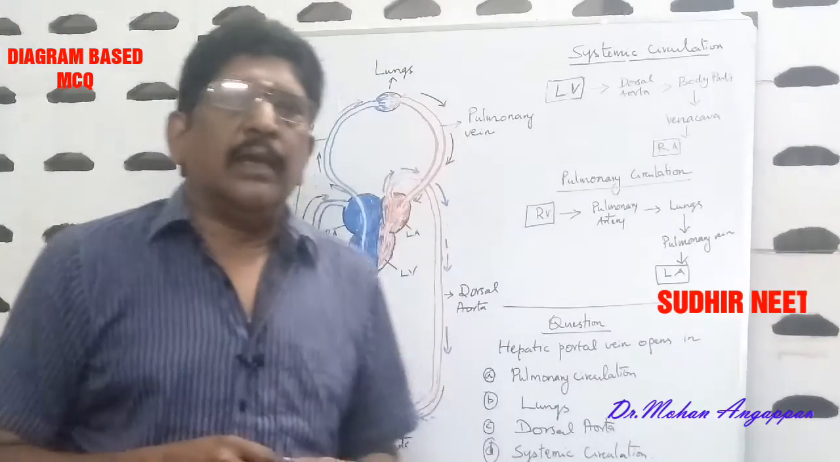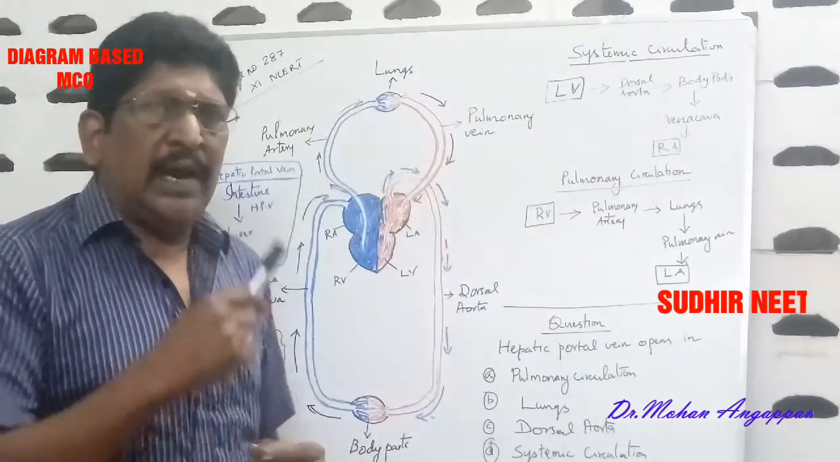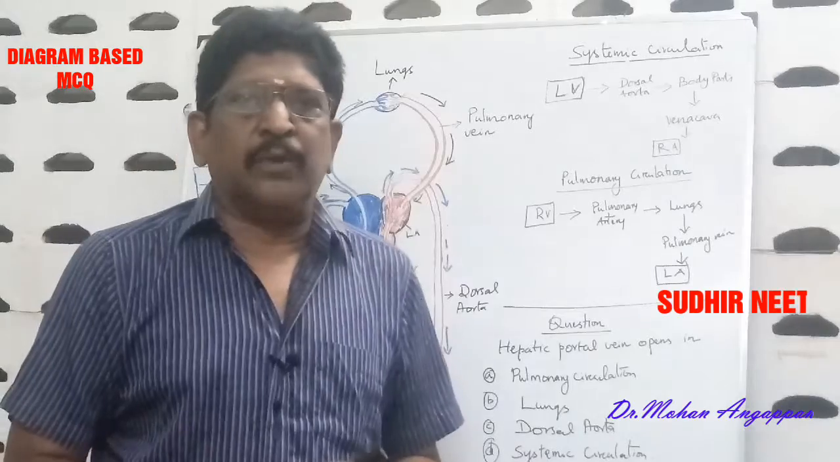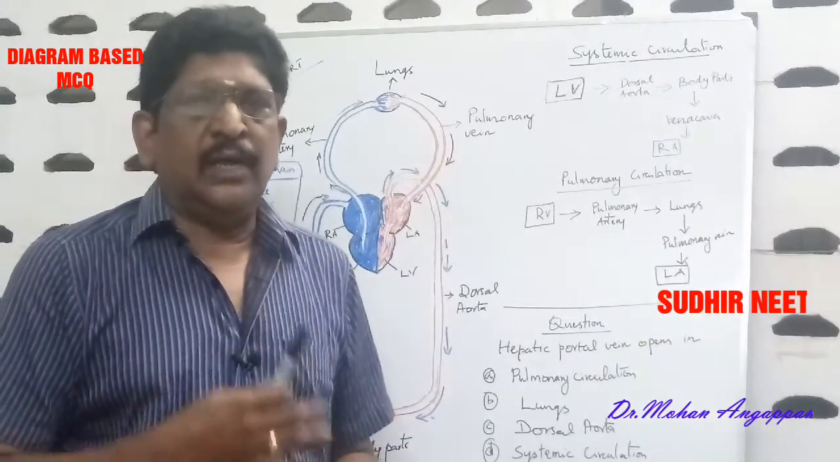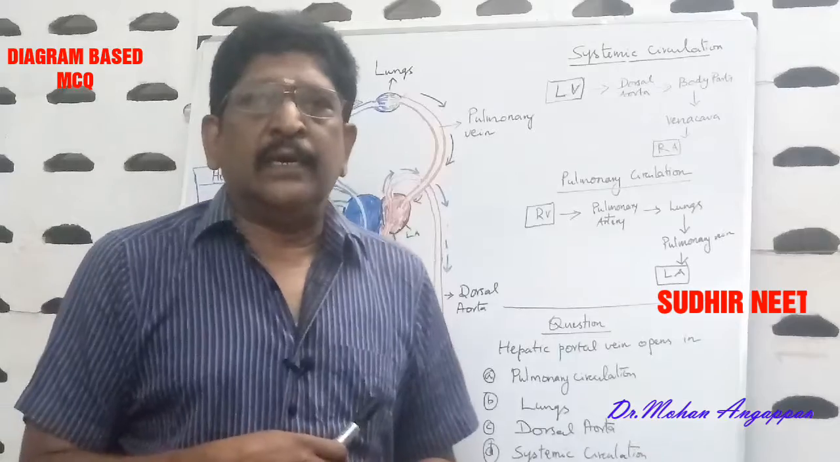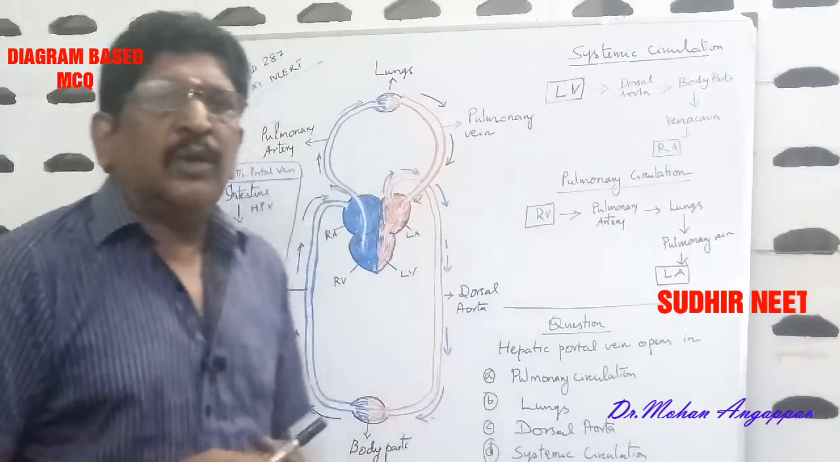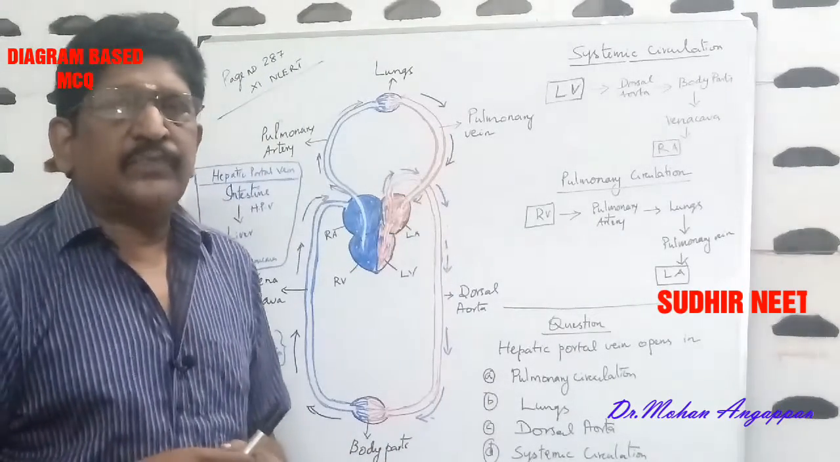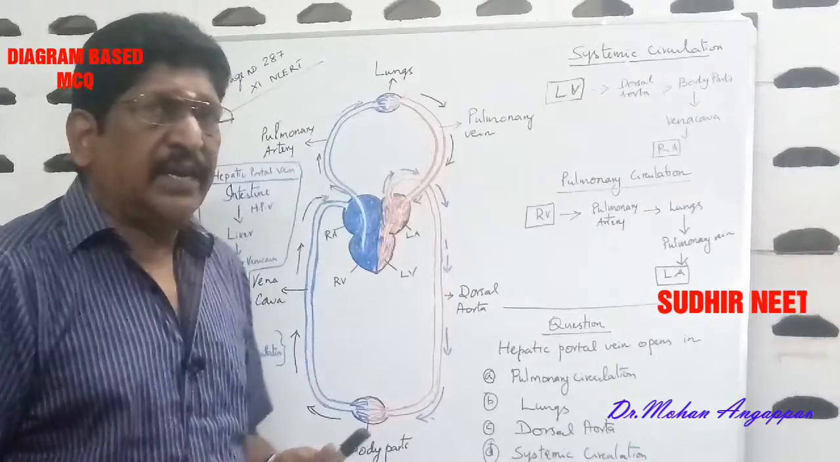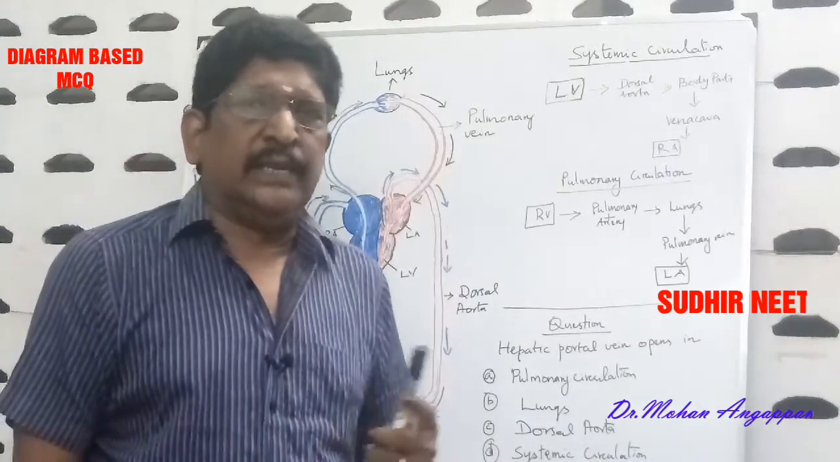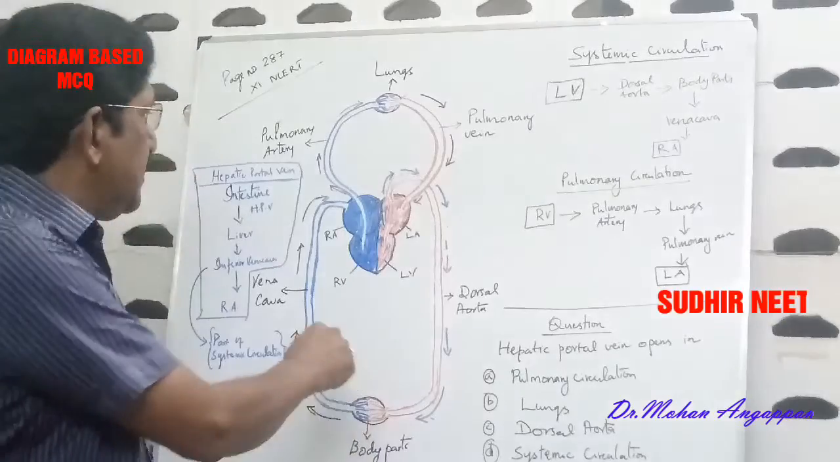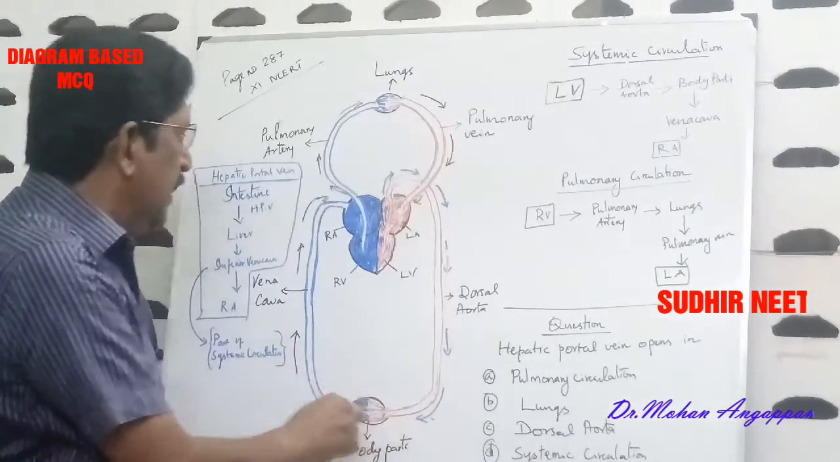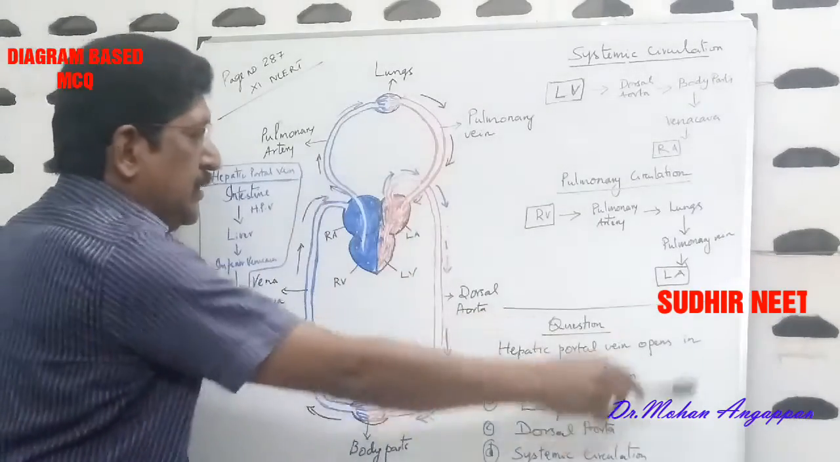Today, let us take up another diagram based problem in the chapter Circulatory System. So we are proceeding with human physiology, in which today let us take up one diagram based question in circulatory system. Here you can see the diagram. This is the diagram and this is the question.